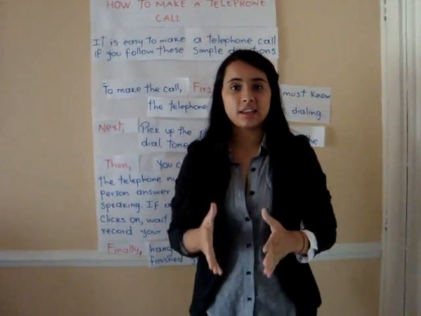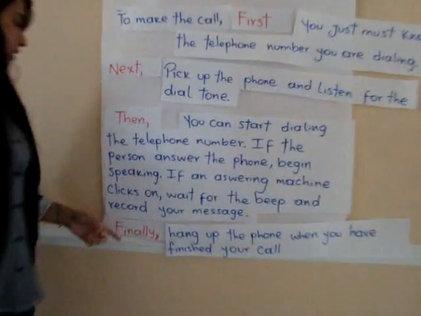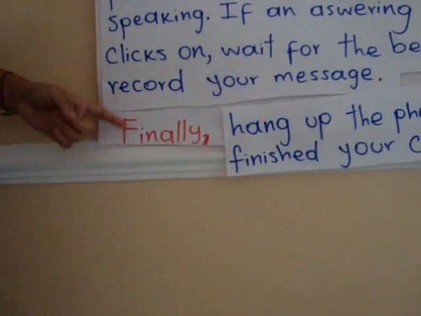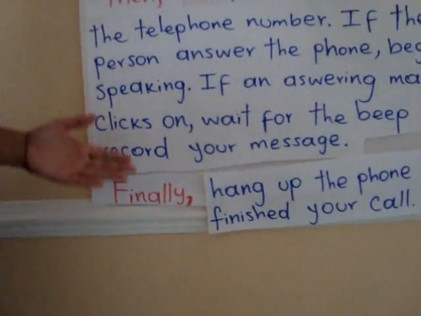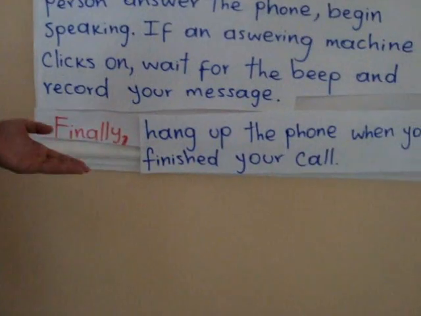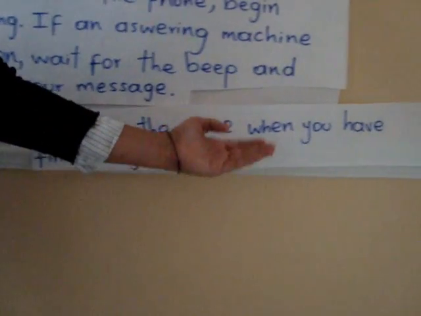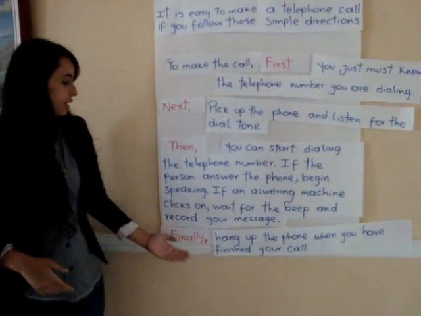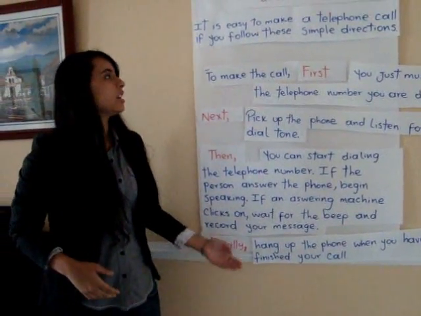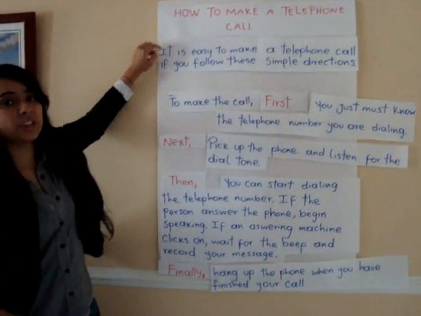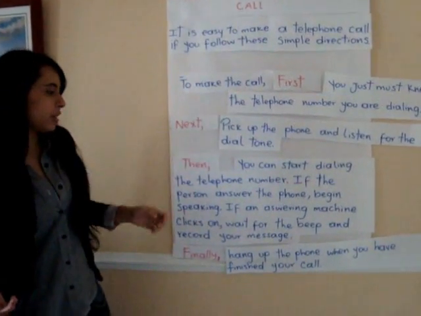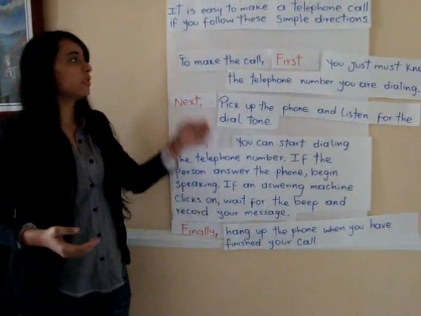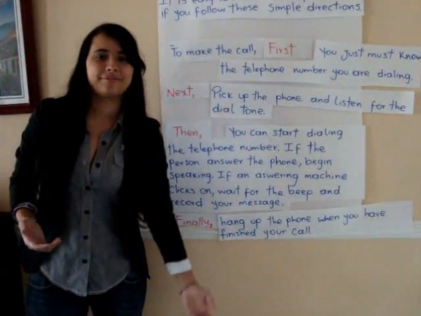Okay, this is the concluding sentence. The concluding sentence is indicated with another transitional word, in that case "finally." The concluding sentence is: "Finally, hang up the phone when you have finished your call." And keep in mind that this concluding sentence is not related to the topic sentence, and it doesn't matter because in this kind of paragraph you don't need to summarize the topic sentence in the concluding sentence.